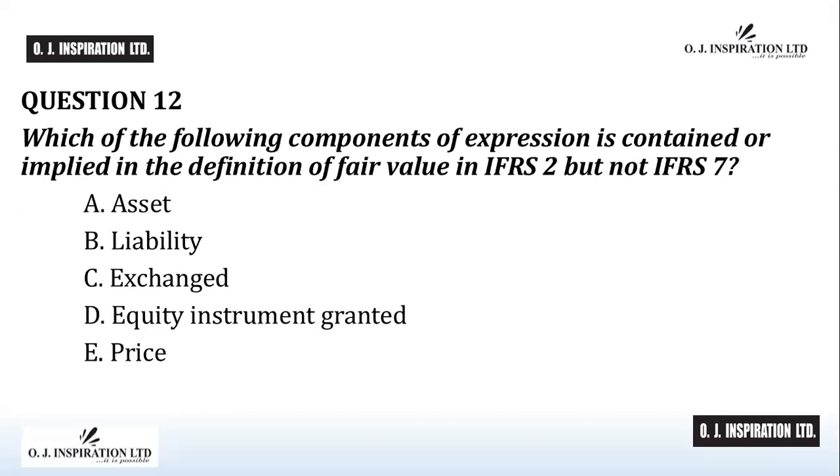Question number 12. The answer to question number 12 is B, equity instrument granted. IFRS 2 defines fair value as the amount for which an asset could be exchanged, a liability settled, or an equity instrument granted could be exchanged between knowledgeable willing parties in an arm's length transaction. IFRS 7 defines fair value as the price that will be received to sell an asset or pay to transfer a liability in an orderly transaction between market participants at a measurement date.